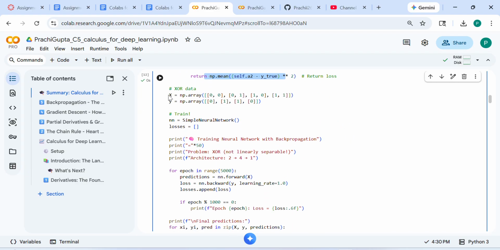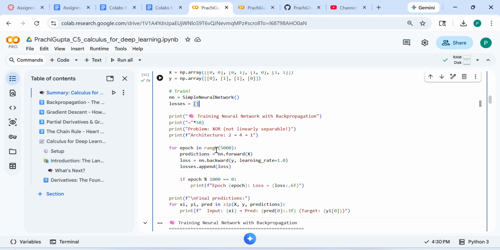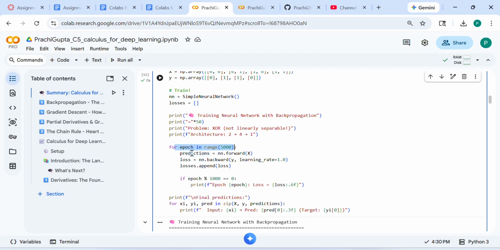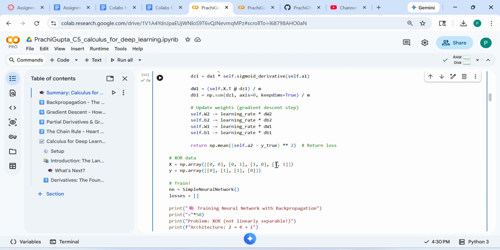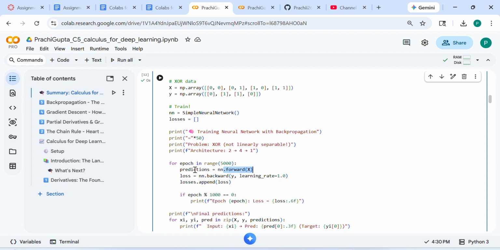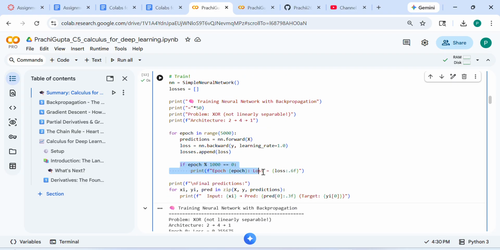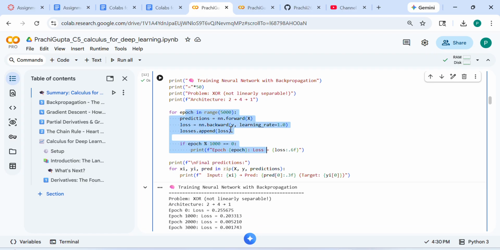Now what happens is here we have defined one x numpy array, one y numpy array, and we have defined a simple neural network, and we have defined a losses list. Now we will run 5000 epochs, and we call this gradient function. We will call the forward function, and then we will again call the backward pass, and then we will append the loss, and we will do it for all the epochs. So this is a training loop. It repeats forward plus backward for many epochs, and then updates the weights with each epoch.